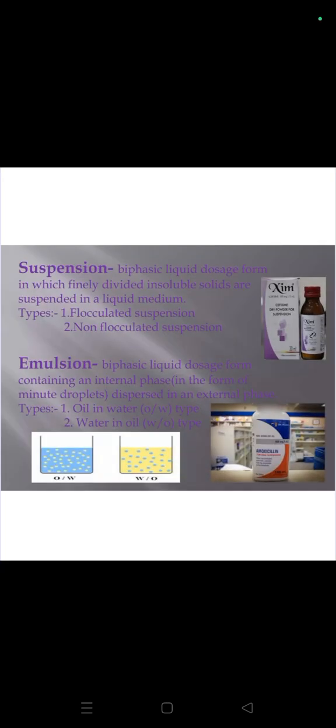Suspension. A biphasic liquid dosage form in which finely divided insoluble solids are suspended in a liquid medium. Suspensions may be classified into two types, namely flocculated suspension and non-flocculated suspension. Then emulsion. A biphasic liquid dosage form containing an internal phase in the form of minute droplets dispersed in an external phase. Two types of emulsions may be classified as oil in water and water in oil type.